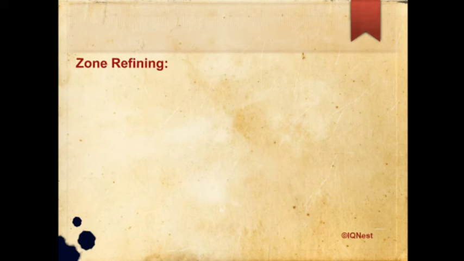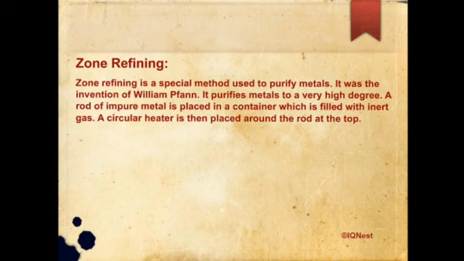Now we'll be seeing another important kind of refining used in metallurgy, that is zone refining. So what is zone refining? Zone refining is a special method used to purify metals. It was invented by William Pfann. It purifies metal to a very high degree.